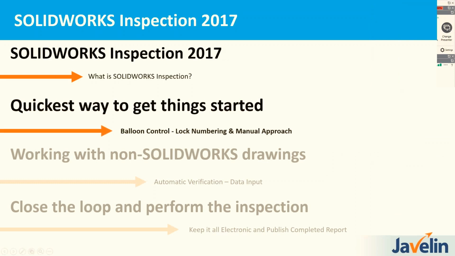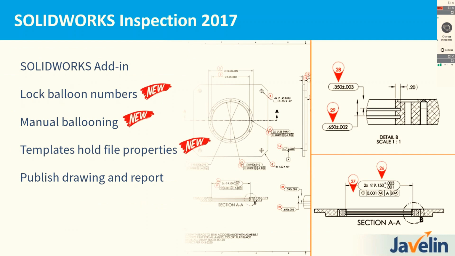So next, let's take a look at SOLIDWORKS and getting things started right away. SOLIDWORKS Inspection 2017 comes with a lot of enhancements, and you do get enhancements year to year. With the SOLIDWORKS add-in, we get to lock our balloon numbers, so if you do get rid of another balloon, it doesn't update. We have our manual ballooning where we can select characteristics, and we're going to take a look at both options. Templates hold file properties, and publishing drawing and report.